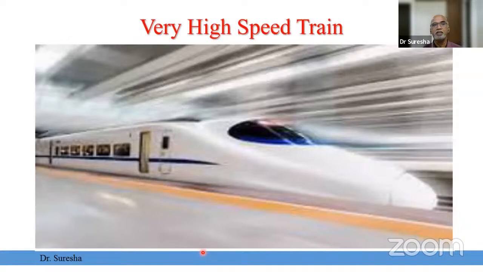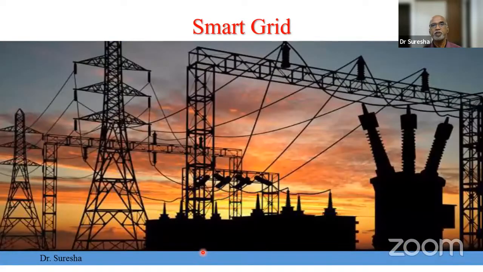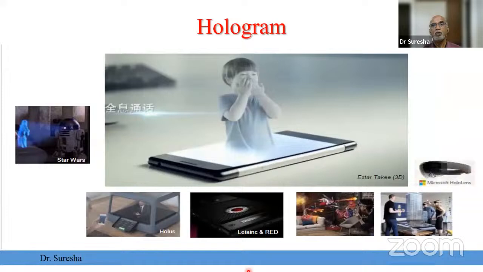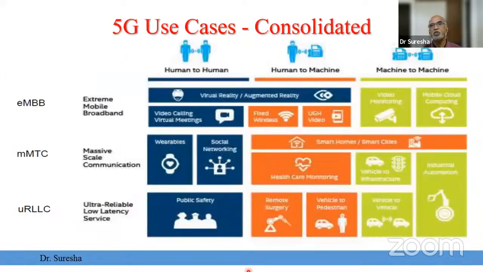Very high speed drive, drones and UAVs, unmanned aerial vehicles, smart city, smart grid, holograms, satellites. 5G use cases consolidated. Also, all those slides' information has been consolidated into one. Here human to human comes into the picture, here human to machine comes into the picture, here machine to machine comes into the picture.